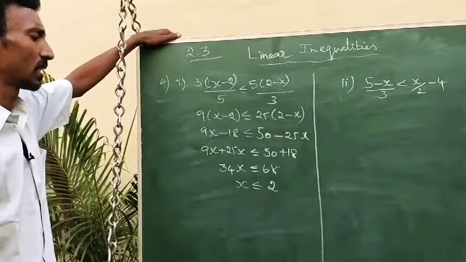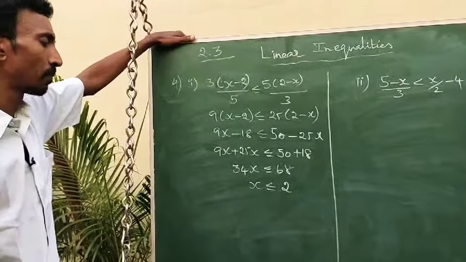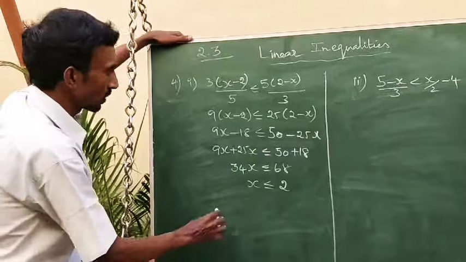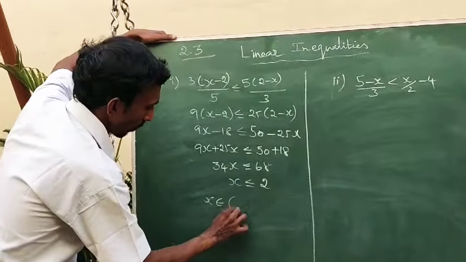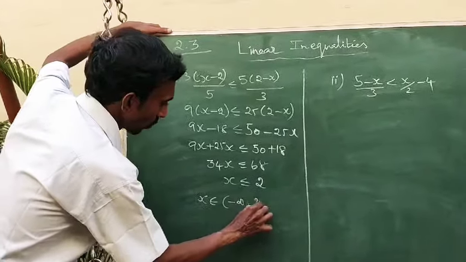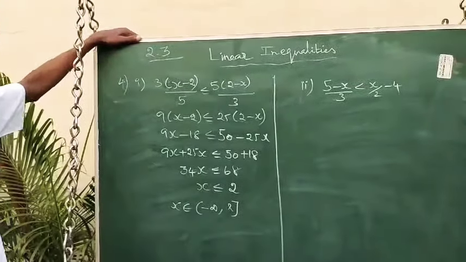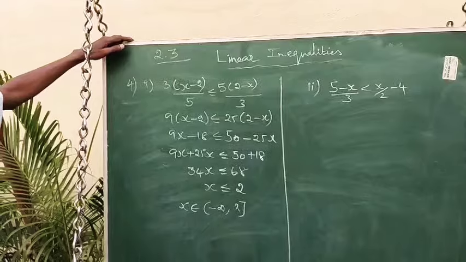If nothing is given, it means we have to discuss it on the real line. Less than or equal to 2 means x belongs to minus infinity comma 2, included. Okay, so this is the answer for the first subdivision.